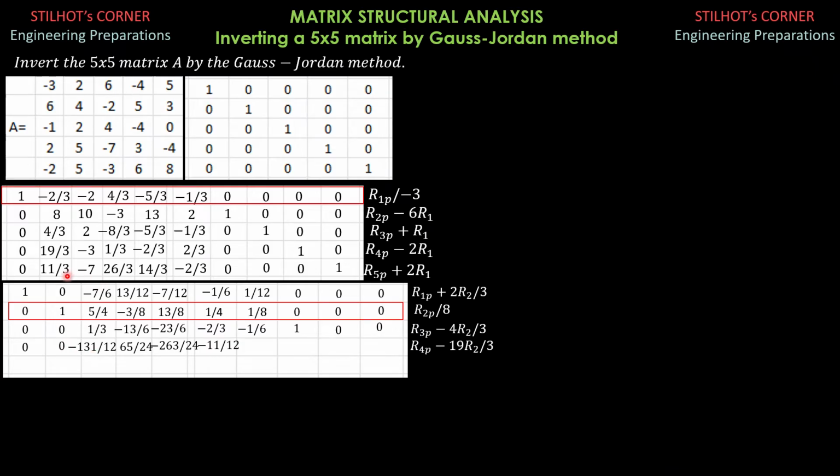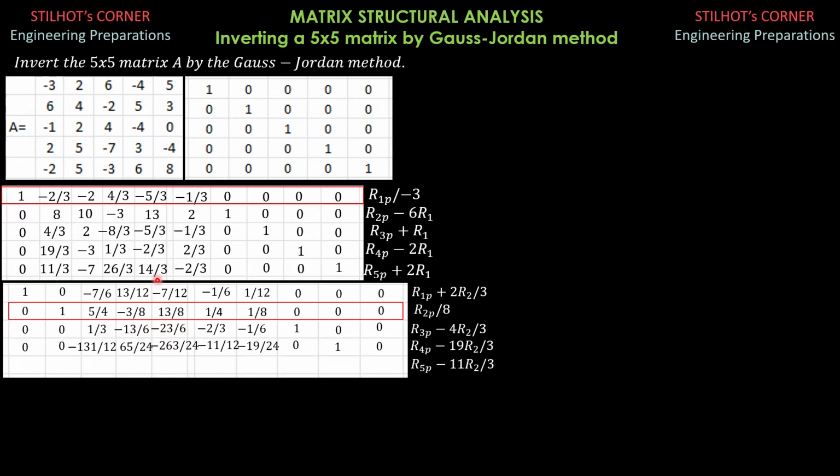Then next, this is 11 over 3, it should be 0. So it should be row 5 previous minus 11 over 3 of row 2. Row 5 previous minus 11 over 3 of row 2. So that this is 0, this is 0. Negative 7 minus 11 over 3 of 5 fourths, that's negative 139 over 12. 26 over 3 minus 11 over 3 of negative 3/8, that's 241 over 24.